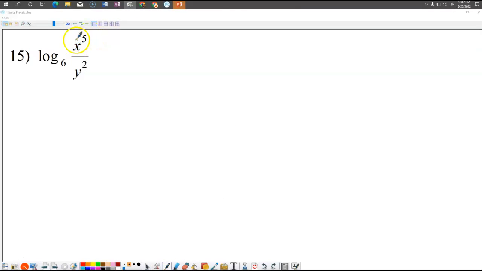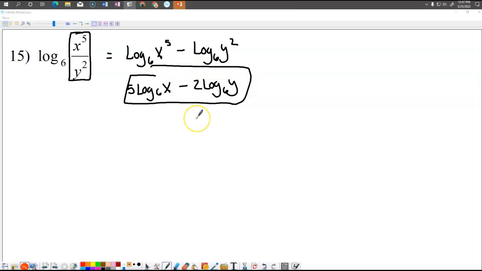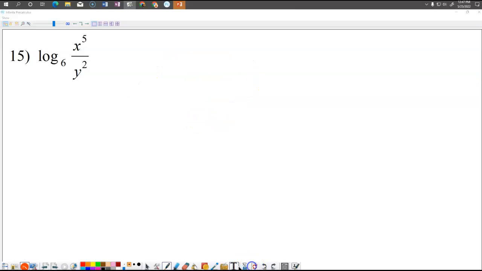All right, in this case, my argument has 2 things that are being divided. And in that case, you could split that up as 2 separate logs that are being subtracted. And since they both have powers, those powers can come to the front as a multiple. And that one's done now as well. So that's an example that has fractions or division in it. And there's one for you to practice. And then finally we have number 17.